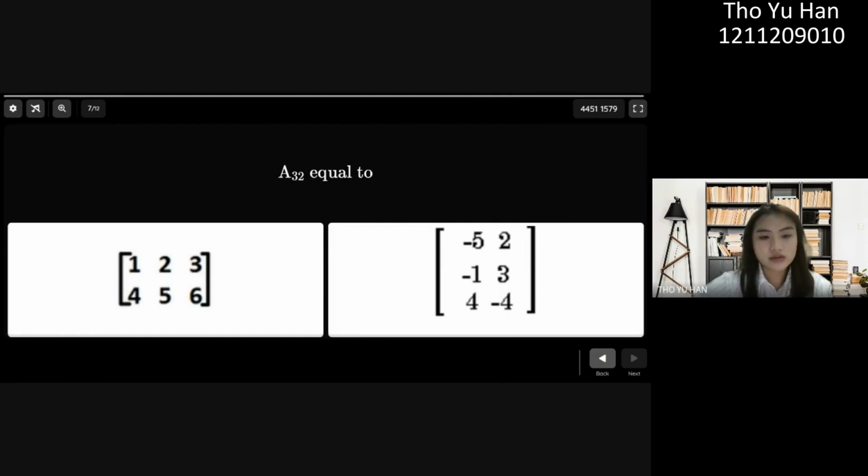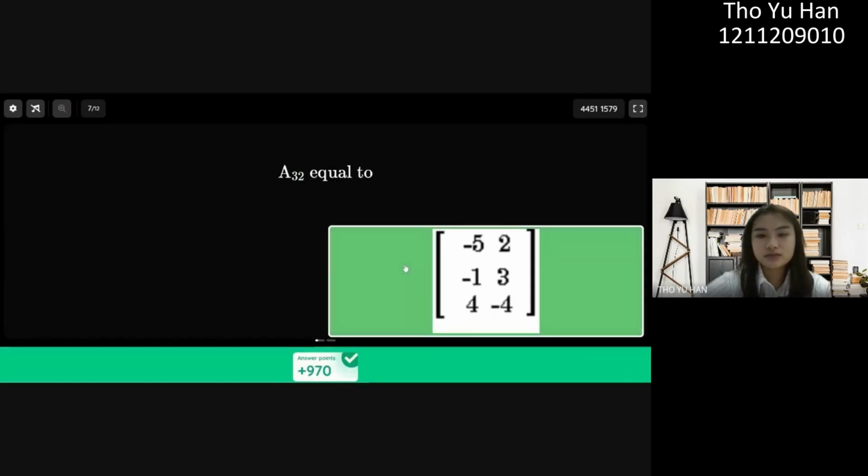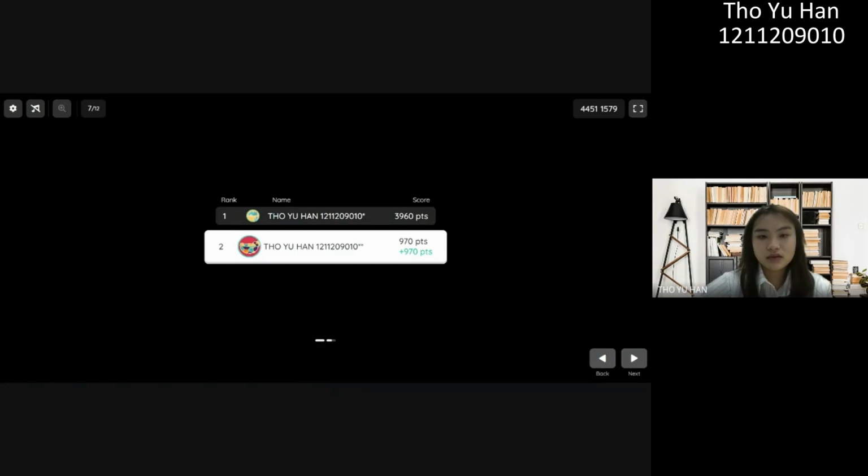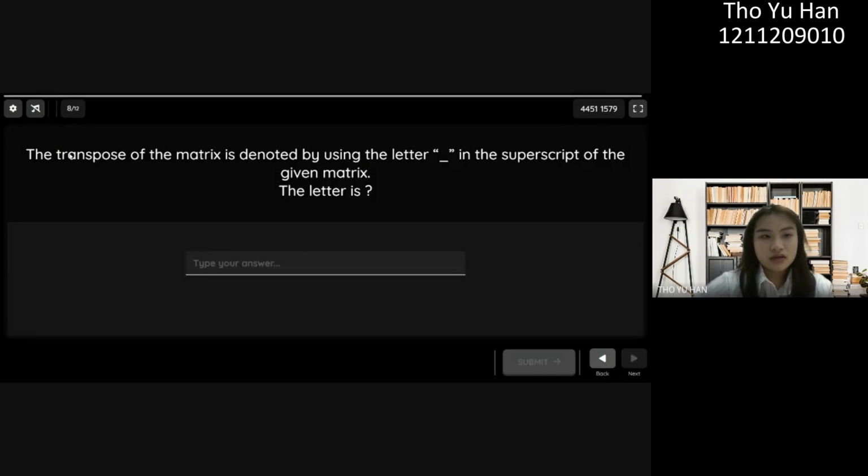Now we can go in to look at the question. A32 equals 2. So A32 means the matrix has 3 rows and 2 columns. So 3 rows is 1, 2, 3, and then 2 columns 1 and 2. So the answer is this one. The second question is the transpose of the matrix is denoted by using the letter what in the superscript of the given matrix. So the letter, as I just mentioned before, is capital letter T.